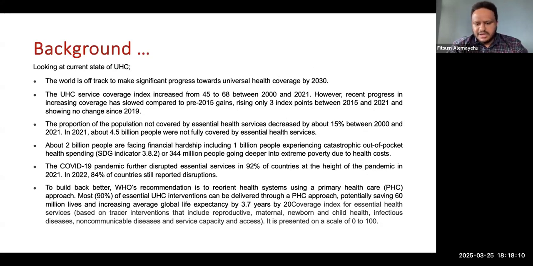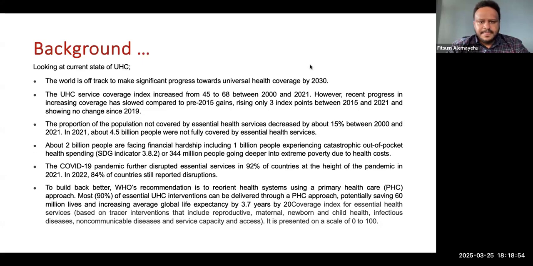As a result of the COVID-19 pandemic, 92% of countries reported disruption in essential health service delivery, and after 2021, 84 countries still reported disruption. According to WHO, to regain what we have lost post-COVID, we need to reorient health systems to focus on primary health care. By doing so, we can address 90% of UHC interventions, which can save up to 60 million lives. This is the context and background against which we developed the guide.